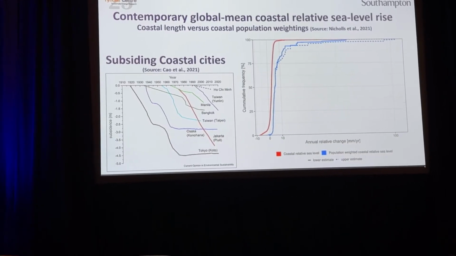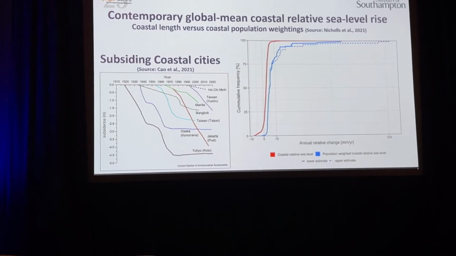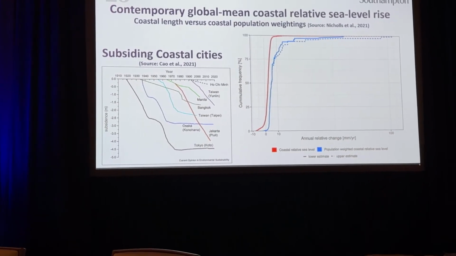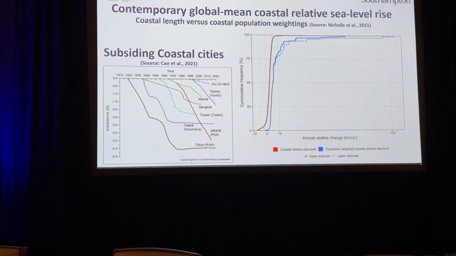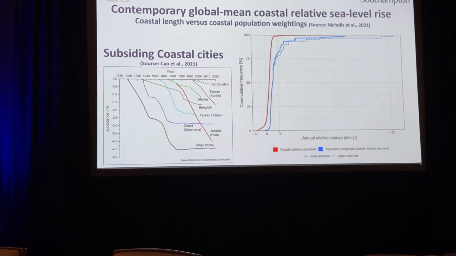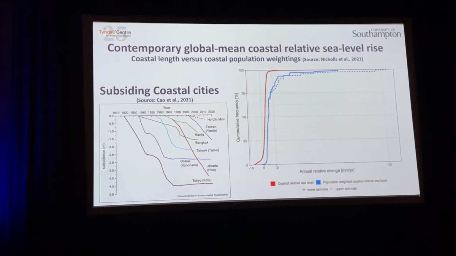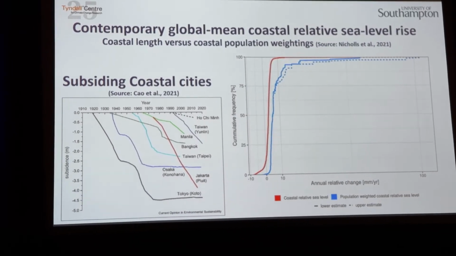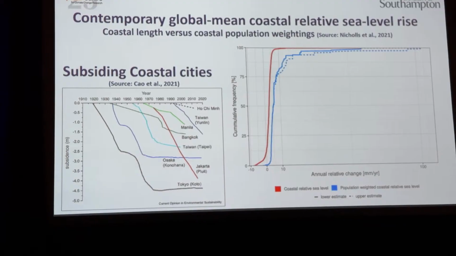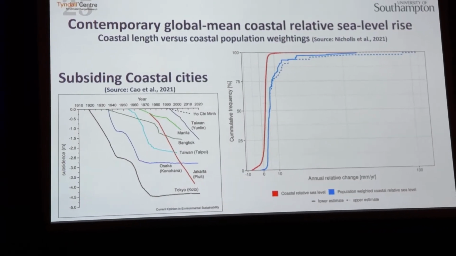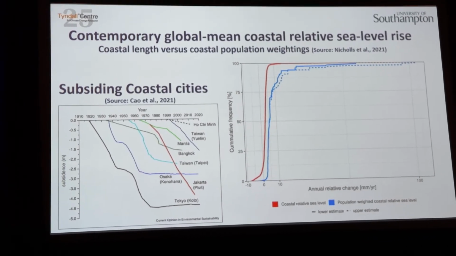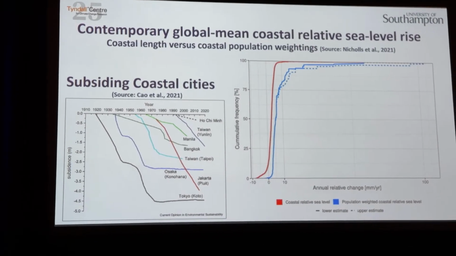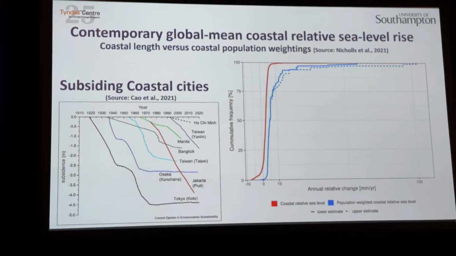And the red line, which has a median of about 2.5 millimeters per year, is that relative sea level rise averaged around the length of the world's coast. If you take that same data which we created globally and you average it by people, what people experience, you get the blue line. And that's 5 millimeters per year in the median. And the whole curve is pushed to the right. People tend to live in areas that sink. So again, it's not universal, but it's widespread.